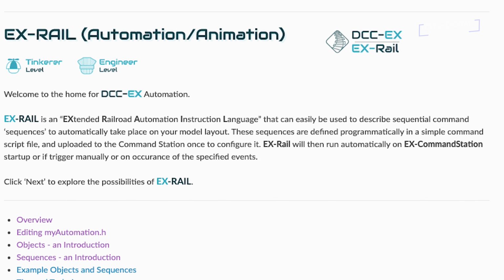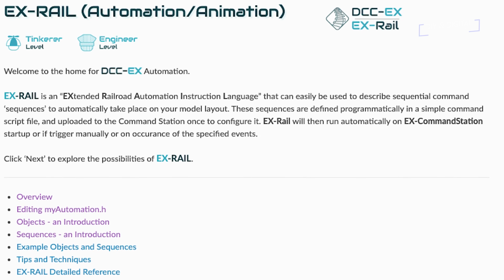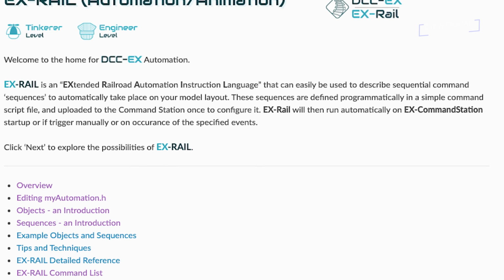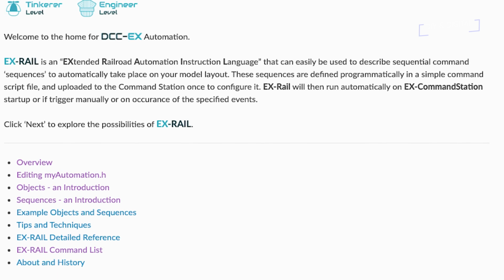There are also a ton of features that have either been added or are in testing, including Xrail, which stands for Extended Railroad Automation Instruction Language. This allows for automation in DCC for a bunch of cool things like sequences and other triggered actions for things like signals and turnouts and all sorts of stuff. I've just begun to play with this, but I hope to implement this on a future layout.